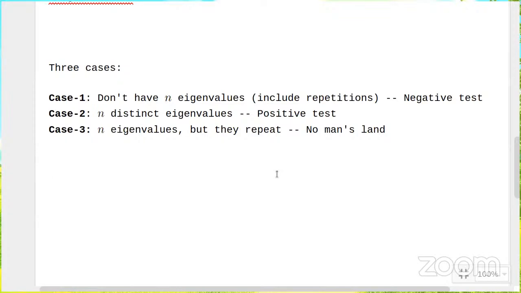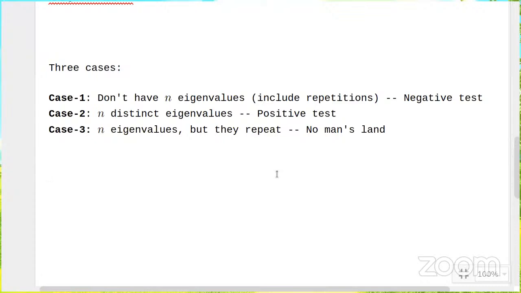So what sir is saying is that case 2 is one possible way to get a positive test. For case 3, it's not sure. Exactly. I didn't say that you need to have n distinct eigenvalues for a matrix to be diagonalizable. This is an if-then, like an if block. If you have n distinct eigenvalues, then the matrix is diagonalizable.